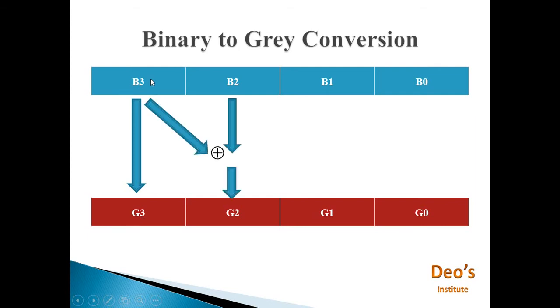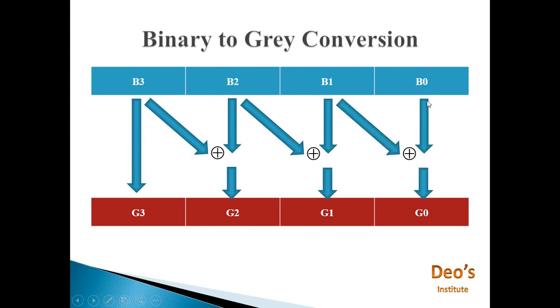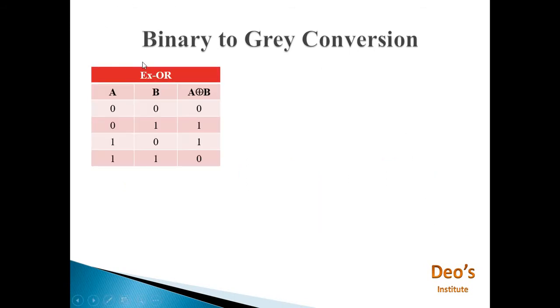Then B3 XOR B2 gives us G2. B2 XOR B1 gives us G1. And B1 XOR B0 gives us G0. We'll see one example of binary to gray conversion.